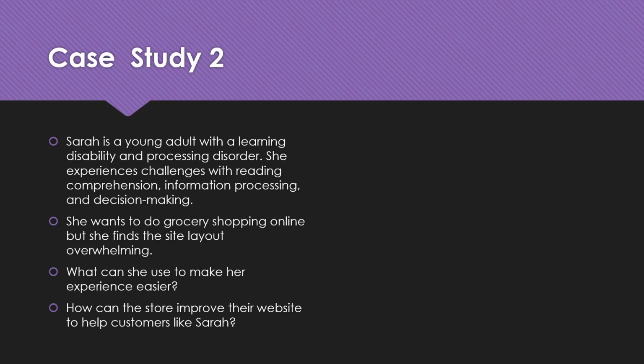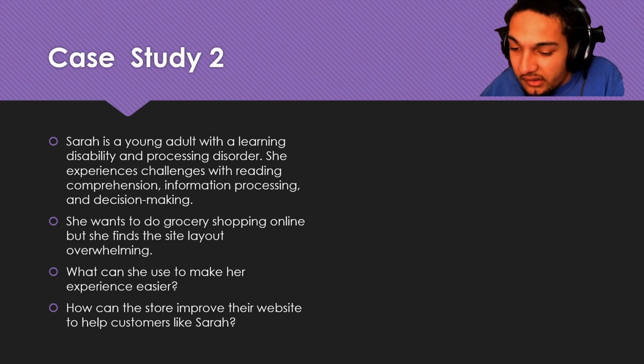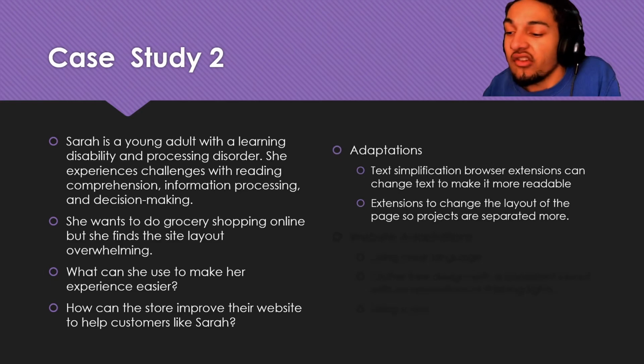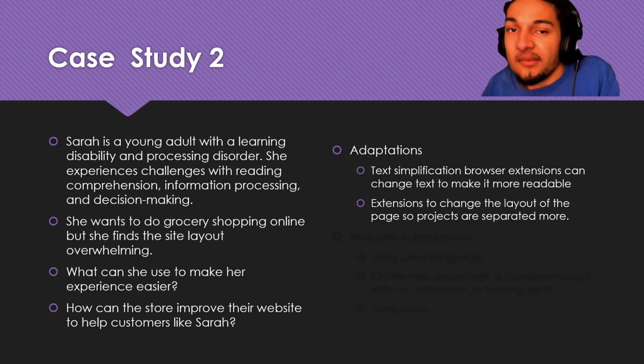Yeah, Nacho says in Sarah's case, an AI tool might be helpful to summarize the information. I've got a similar answer. So there are, I believe, different extensions. A text simplification browser extension can change the text to make it more understandable, more readable. It can maybe explain some of the words or completely replace the words.